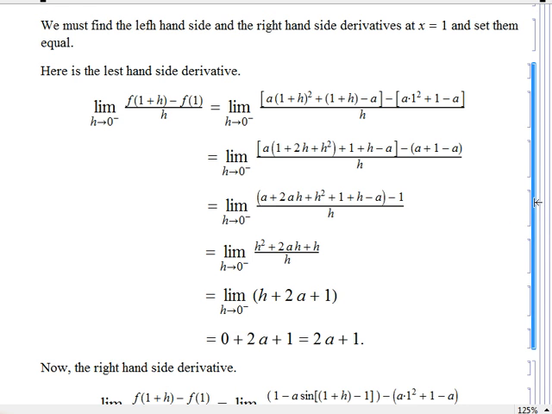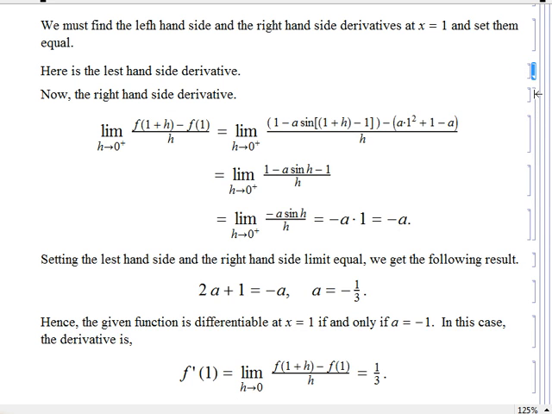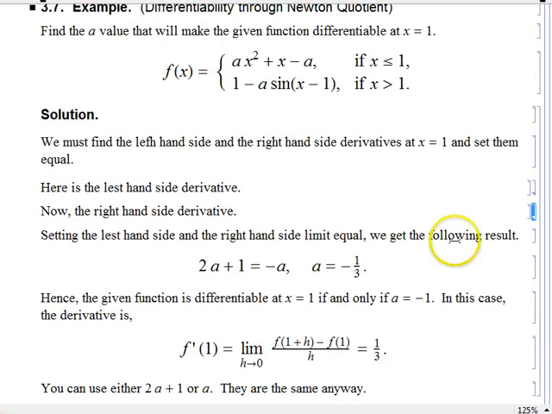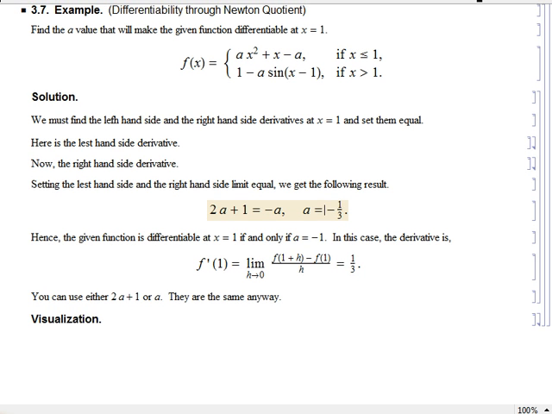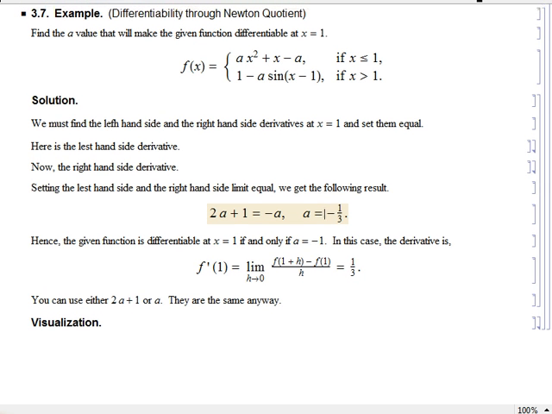So the left-hand side derivative turned out to be 2a plus 1, and the right-hand side derivative turned out to be negative a. Setting those equal, we have 2a plus 1 equal to negative a. And that's an easy equation now. a is negative 1/3. So that's when this function is differentiable at x equals 1. Consequently, it is differentiable everywhere, by the way. When x is strictly less than 1, we have a quadratic function, and when x is greater than 1, we have the sine function. So everything is good. The only possible bad point was x equals 1.